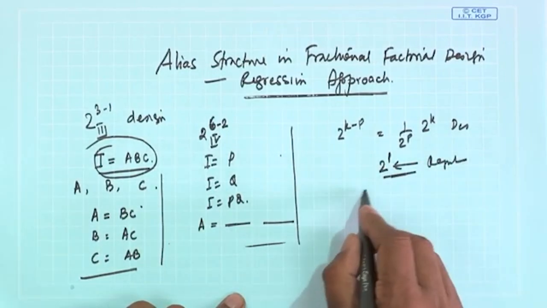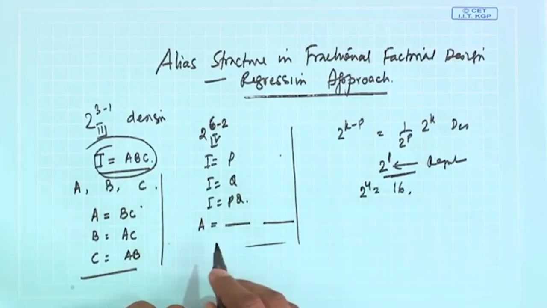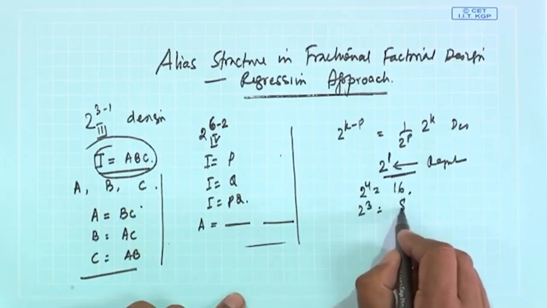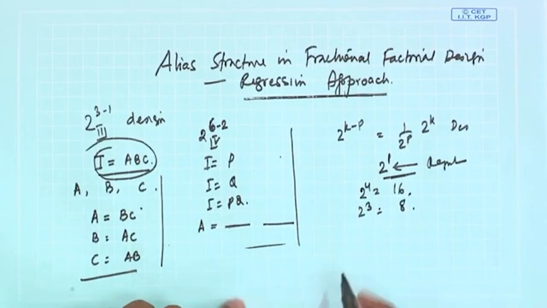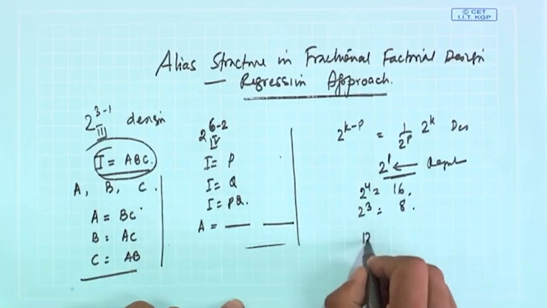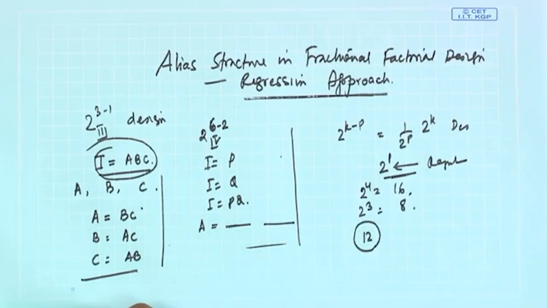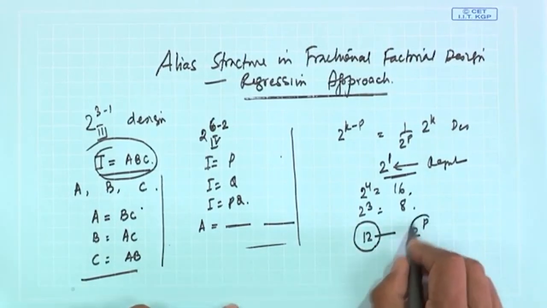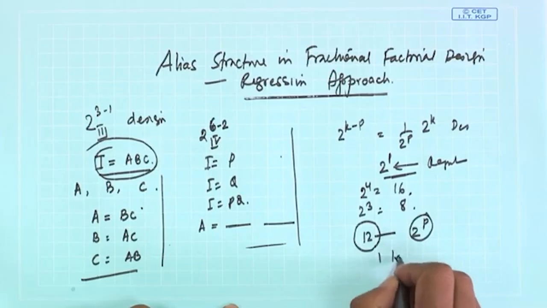If p equal to 4, then it is basically 16 runs. If p equal to 3, it is basically 8. But suppose a design where we are interested in having 12 experimental runs, it cannot be represented in terms of 2 to the power p. This is an irregular design, irregular.